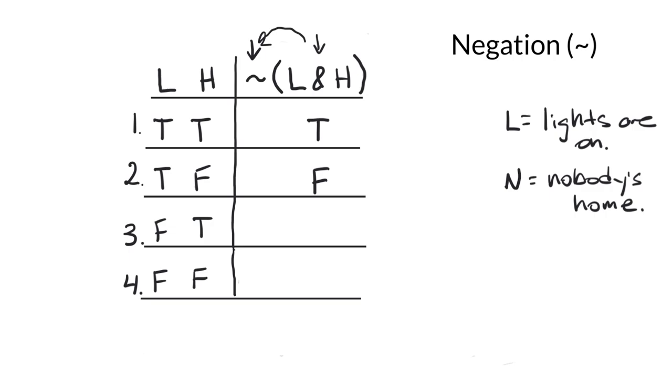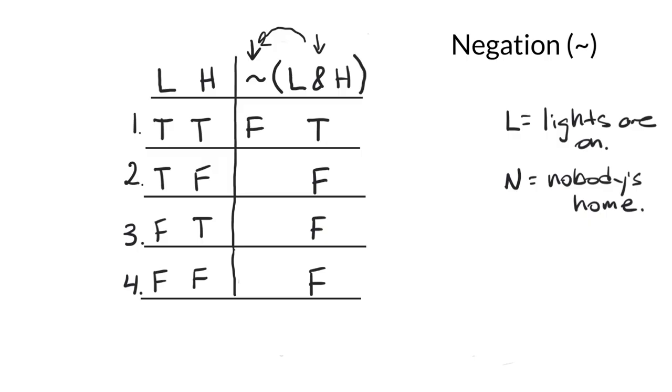Same thing with row 3, and same thing with row 4, right? This is the conjunction rule. The conjunction is only true when both conjuncts, both sides of the conjunction, are true, and that only occurs in row 1. But we're not done, because the statement is, it is not the case that the lights are on and nobody's home. So we need to flip the truth value from the conjunction, and when the conjunction is true in row 1, the negated conjunction is false.